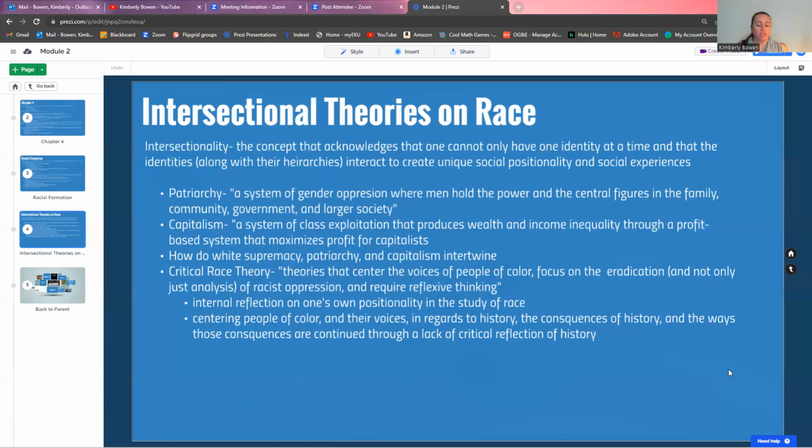Critical race theory is usually used in either the social sciences or law at an upper academic level. So you're going to see it in late high school all the way through your collegiate and graduate levels, right? It is a theory that centers the voices of people of color. It focuses on the eradication, and not only the analysis, of racist oppression, and requires reflexive thinking. It is an internal reflection of one's own positionality in the study of race. I talked about this when I did my very first positionality conversation before we even got into lectures.